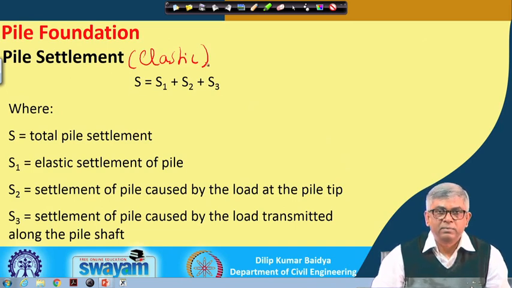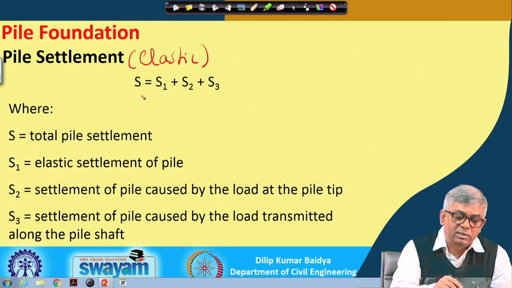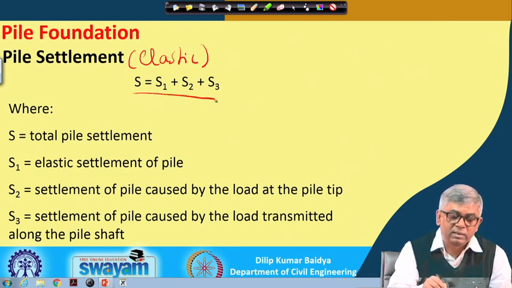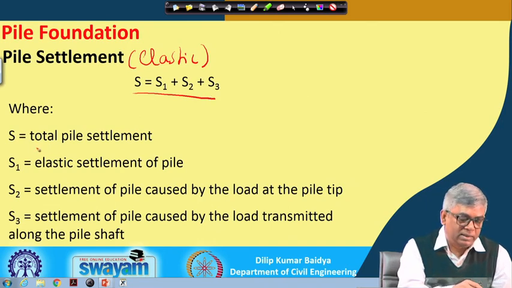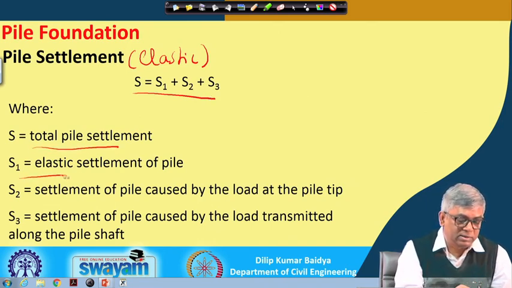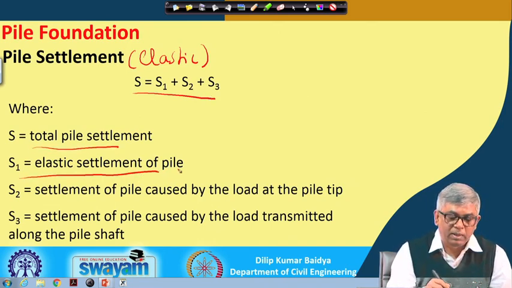That means the pile itself will shorten because of this compressive loading, and it will have three components. You can see here, S equal to S1 plus S2 plus S3. There are three components, and the summation of these three components will be the total elastic settlement, and they are explained one by one. S is the total settlement, and S1 is the elastic settlement of the pile.